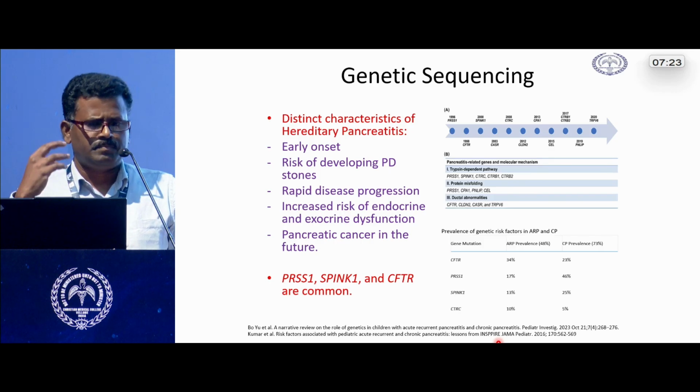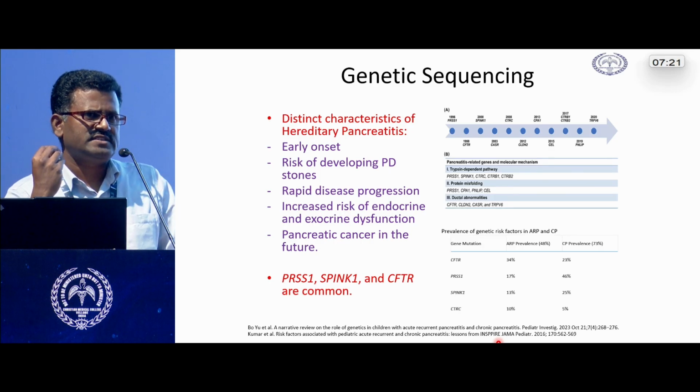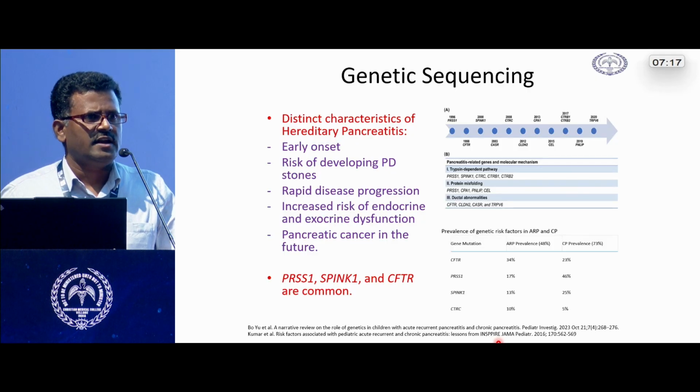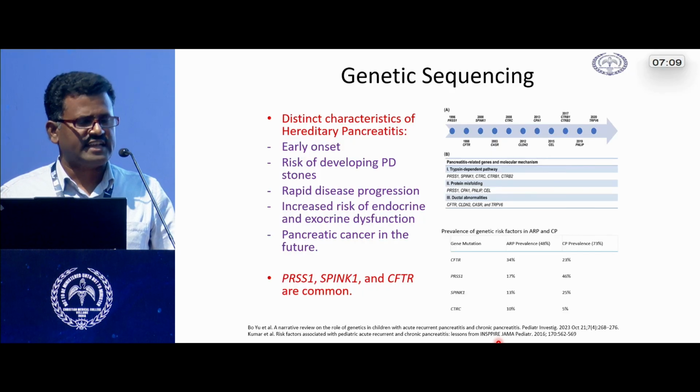So the distinct characteristics of hereditary pancreatitis are early onset, rapid progression, and risk of developing ductal stones, as well as risk of developing EPI and endocrine deficiency, and there is a chance of future cancer in these children.